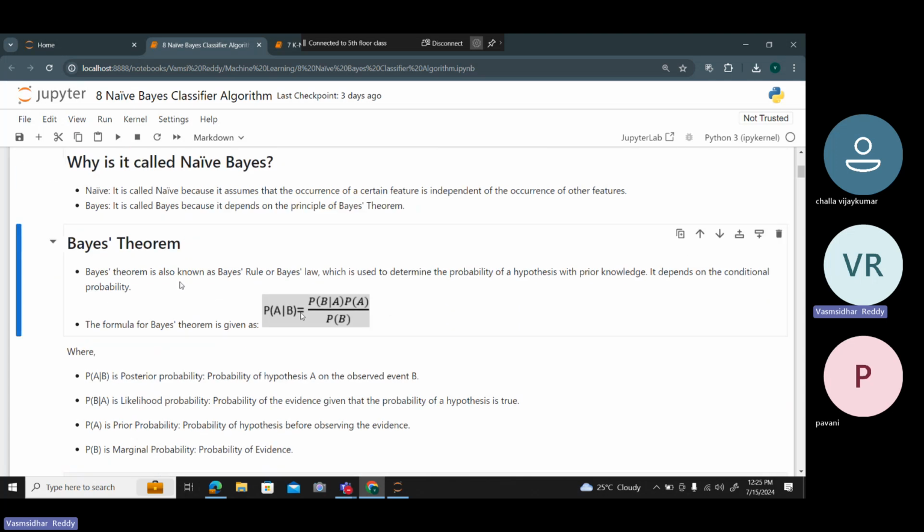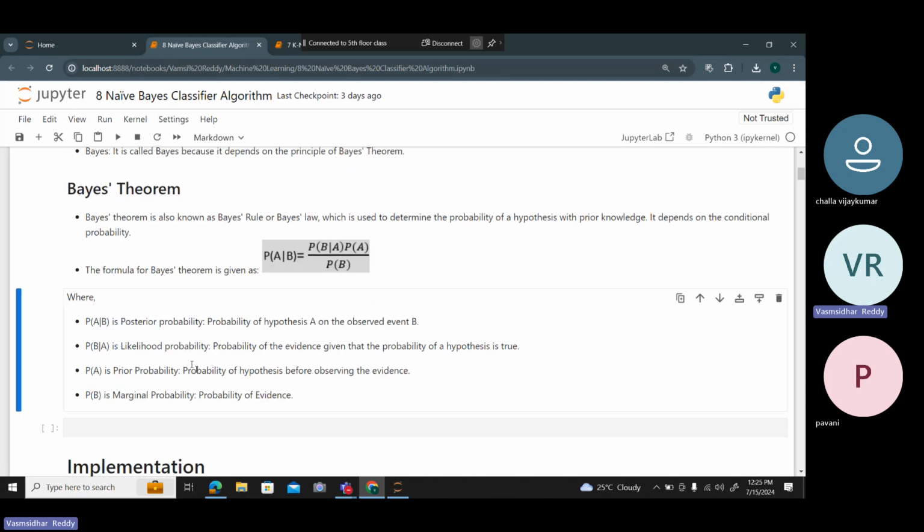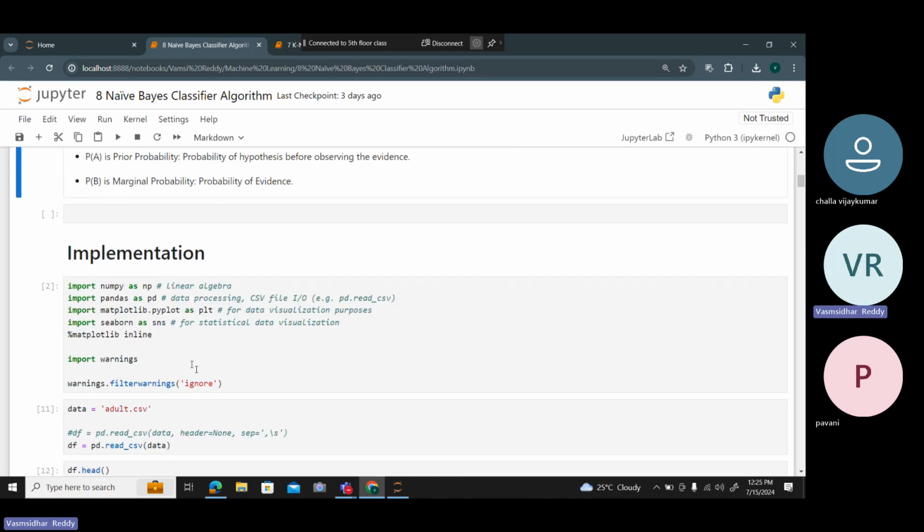So the Bayes theorem formula is P of A given B equals P of B given A into P of A, divided by P of B. That is the formula for the Bayes theorem. So here the explanation is also presented. Now I am going to implement the things.